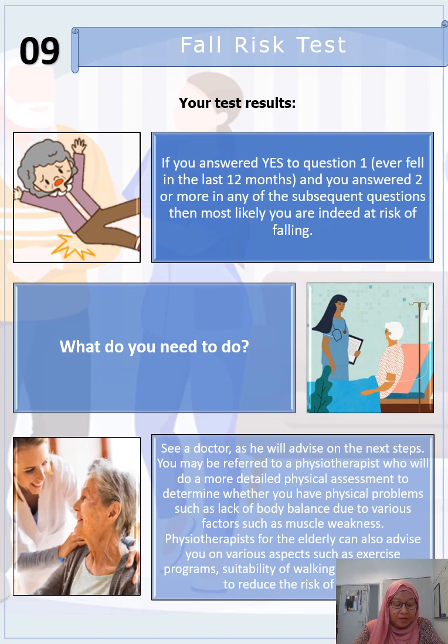You may be referred to a physiotherapist who will do a more detailed physical assessment to determine whether you have physical problems such as lack of body balance due to various factors such as muscle weakness. Physiotherapists for the elderly can also advise you on various aspects such as exercise programs, suitability of walking aids, and others to reduce the risk of falling.